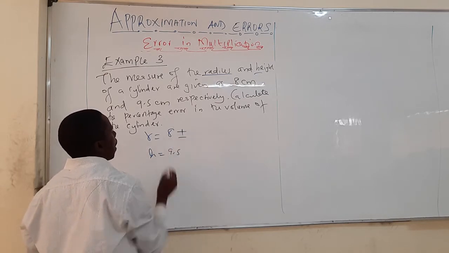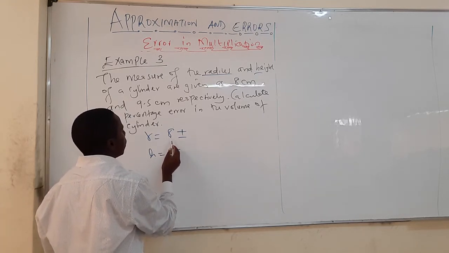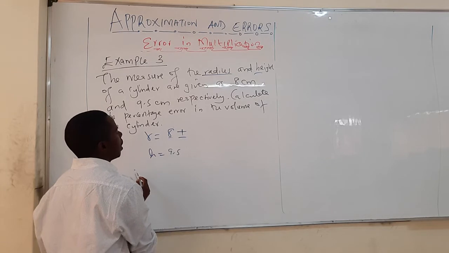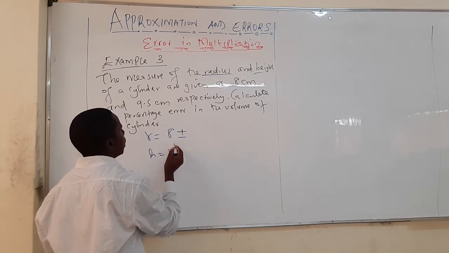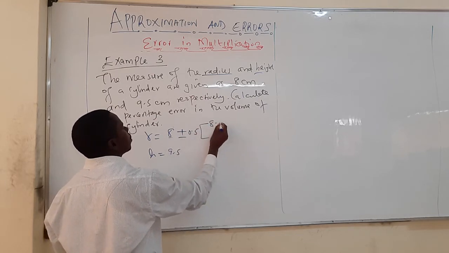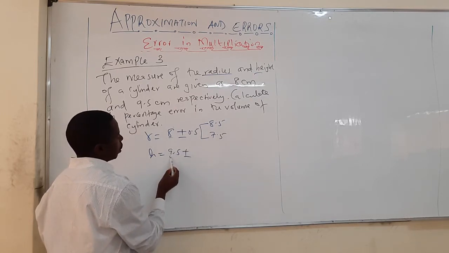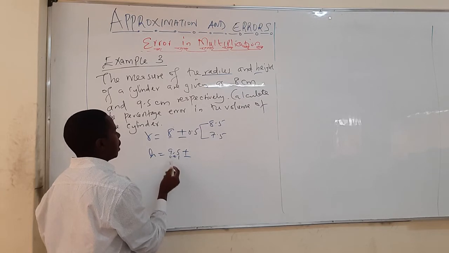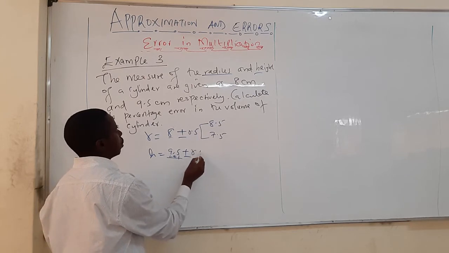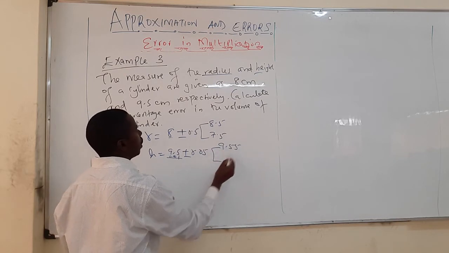So the absolute error for 8: the least measure here is 1. Half of 1 is 0.5, meaning that it is either plus or minus 0.5, meaning you can have 8.5 or 7.5. For the 9.5, the least measure here is 0.1, then the absolute error in that measure will be half of that, which gives us 0.05, meaning the upper limit for 9.5 should be 9.55, and the lower limit 9.45.